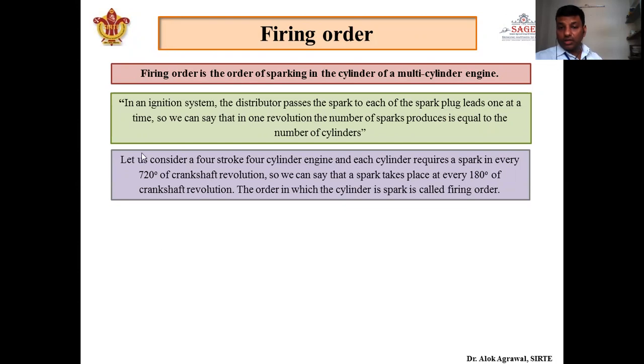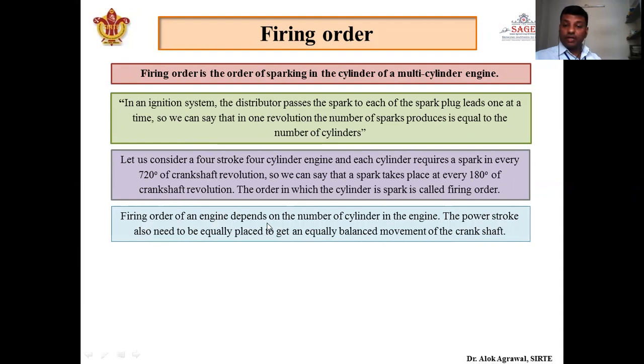How many sparkings will there be? There will be four, because the number of cylinders is four. When we divide 720 by 4, we get 180 degrees. So sparking has to take place every 180 degrees of crankshaft revolution. The order in which the cylinders are sparked, whether first, second, third, fourth or whatever it may be, is called the firing order.